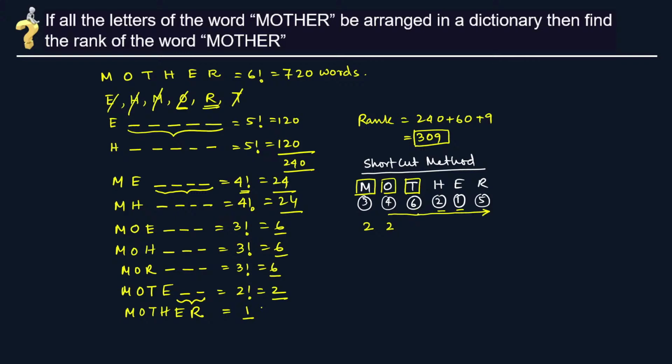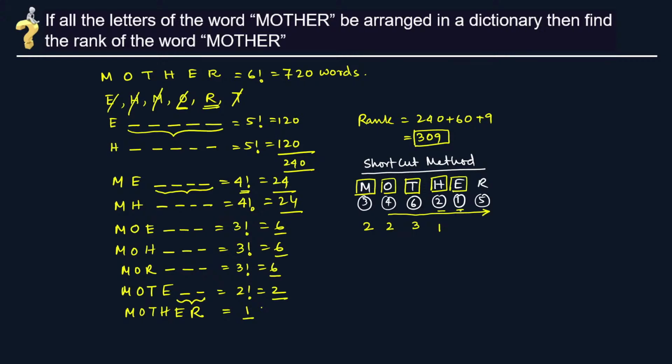And we can easily see that there are 3 such numbers, because 2, 1 and 5 we are having, all are less than 6. Then you consider H. And the number which has been assigned with H is 2. So how many numbers are there which are less than 2 in the right hand side? Only 1. And then you consider the next alphabet E.